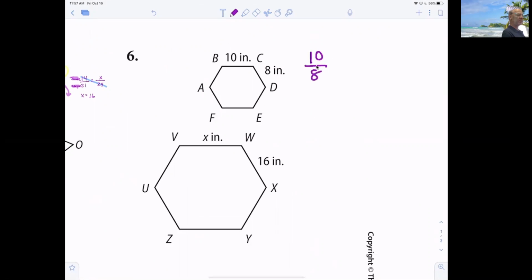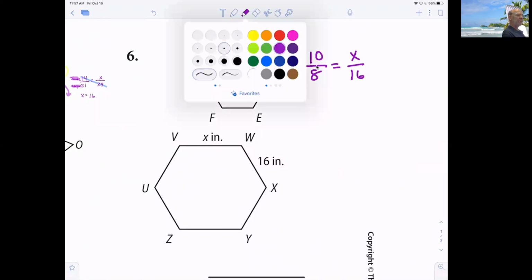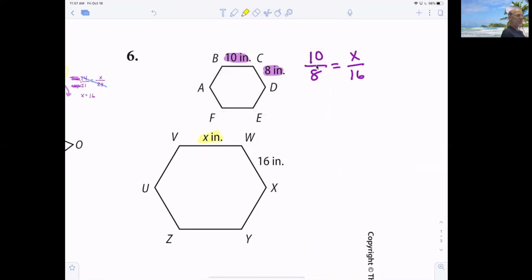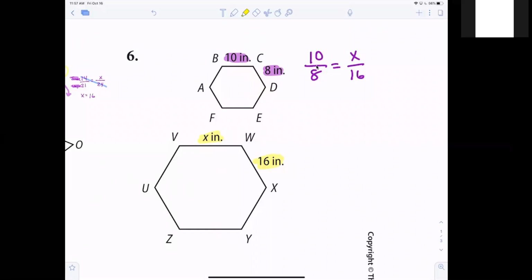10 over 8. Yes, now Ashley did it a little bit different, even though we just talked about it's the same thing. She said the top number to the side number must be equal to the top number to the side number. KK, does that also make sense? Yes. You with me? So you can go small to large, or you can go top to side, top to side. Is that good?